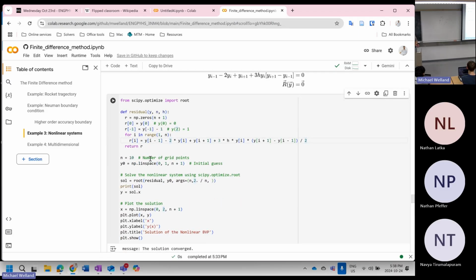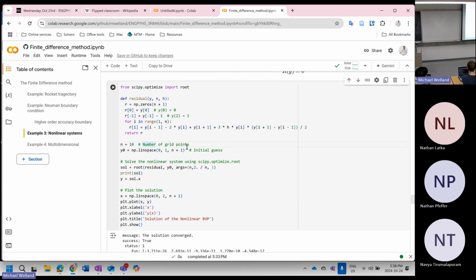And then we discretize our problem. We say that the total number of steps is n, right? We do our linear space, and then we throw root. Root just finds the root of this vector equation, root of residual, starting at, remember with root finding, we need to give it an initial guess because it's going to iterate on this. And this args function here is passing arguments into the residual.